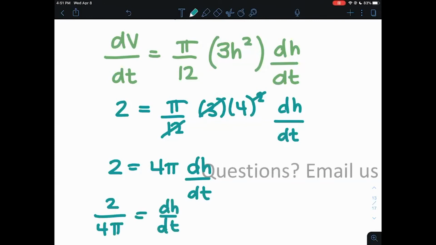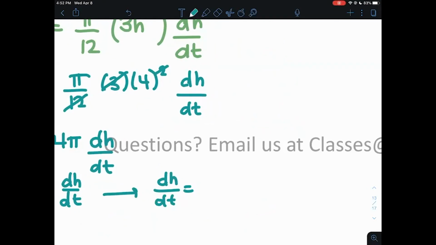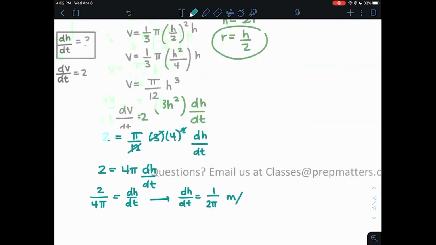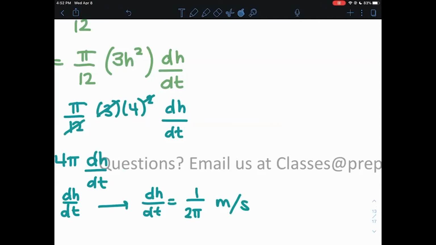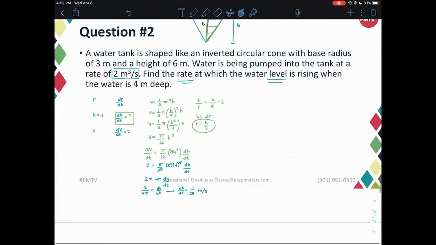Two over 4 pi equals dh over dt, or 1 over 2 pi equals dh over dt. Let's formalize that as dH over dt, the rate of change of the height of the water is 1 over 2 pi meters per, what are we talking about, meters per second? Meters per second. And that is the basic setup of a related rates problem.